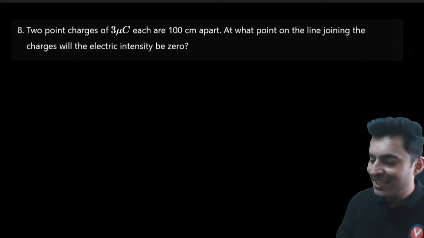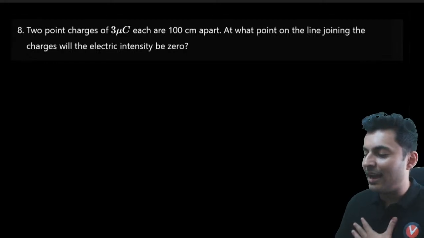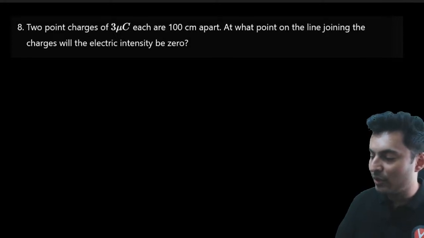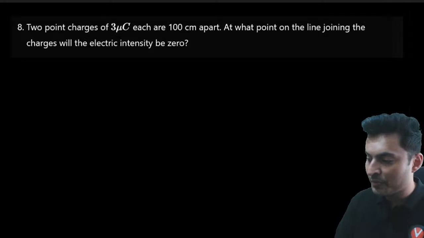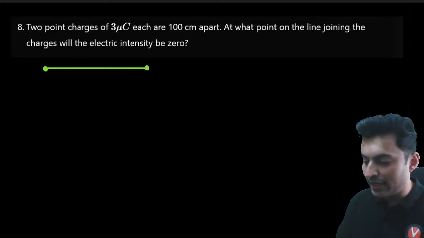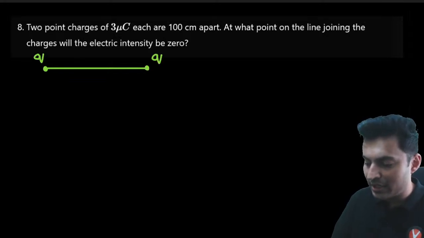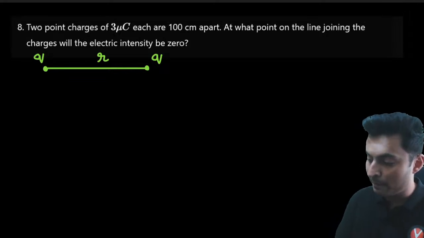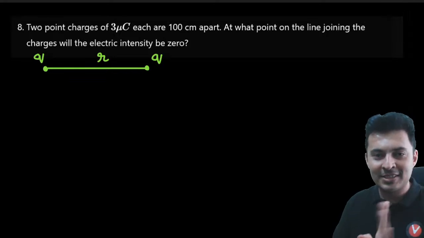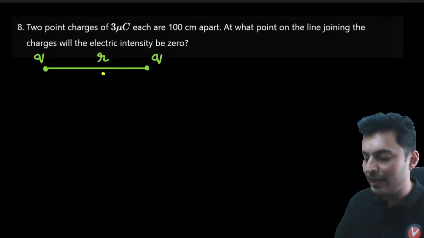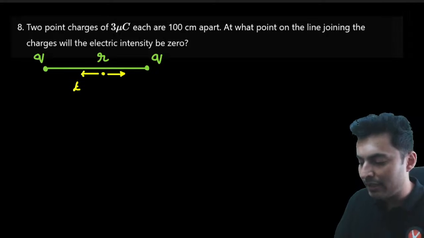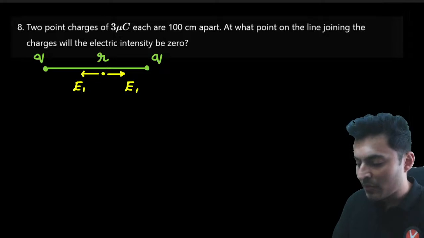Alright. Two point charges are placed 100 centimeters apart. At what point on the line joining the charges will the electric intensity be zero? This is also a very standard important question, my dear warriors. What you do is draw a line and show two charges, let's say both Q, separated by R. There is a point where the electric intensity will be zero. Because both the charges are equal, exactly it will be at the center, because the electric fields E1 and E1 due to both of them will cancel.